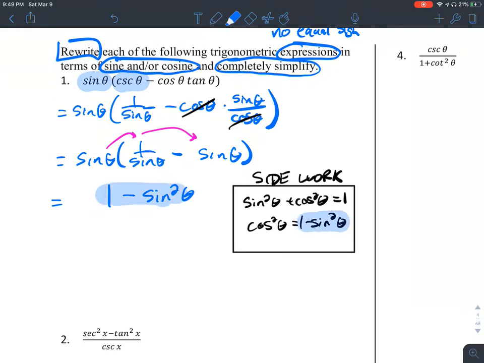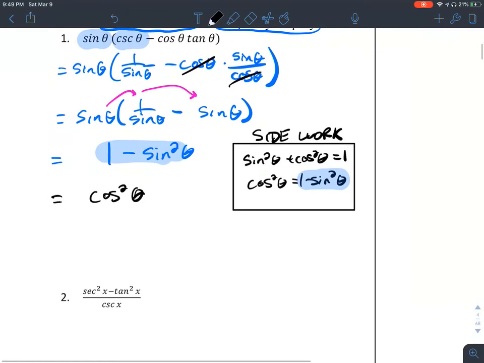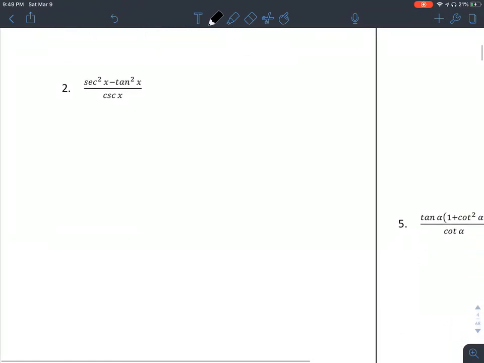This is the same as this, which means I can replace 1 minus sine squared of theta with cosine squared of theta. And that is completely simplified. You cannot get this any simpler. It's pretty cool, isn't it? I think so. Shall we do another? I think we shall. Number 2.